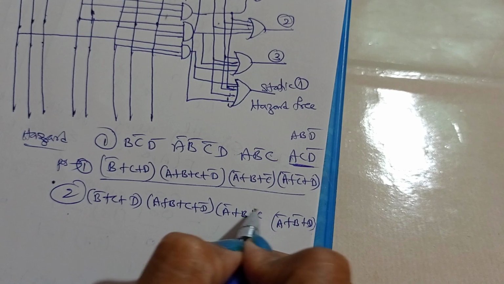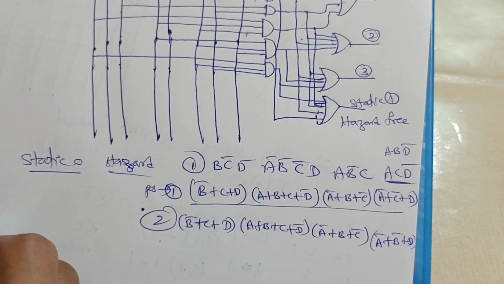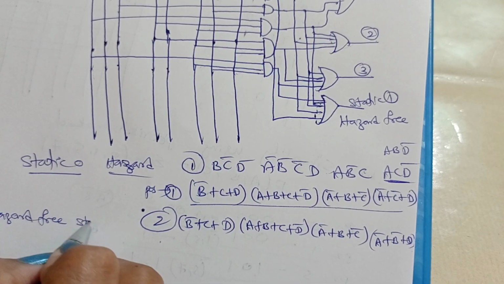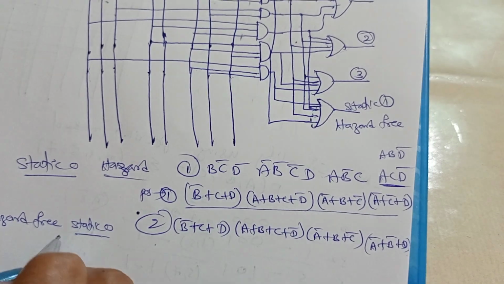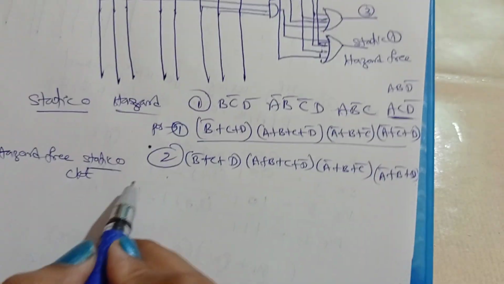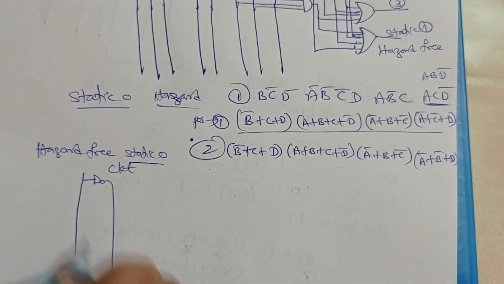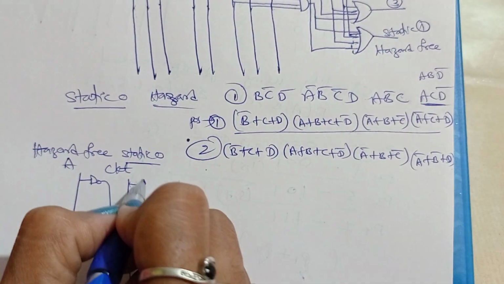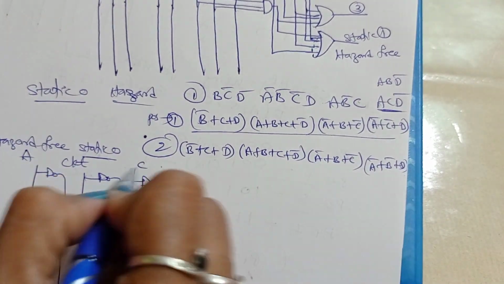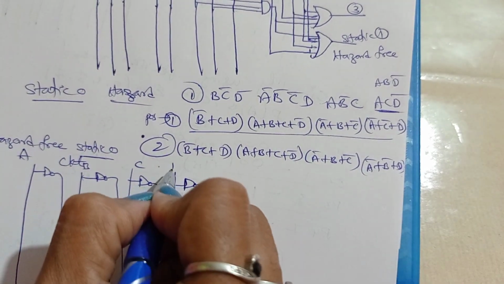Now, how to eliminate this hazard and draw the hazard-free circuit. Hazard-free, static zero hazard-free circuit. That is the same as here, like this, but instead of AND gates, OR gates. Now I will draw this. A, B, C, D. These are the four inputs.